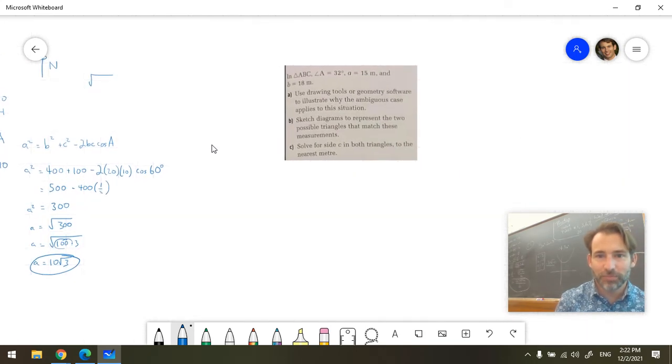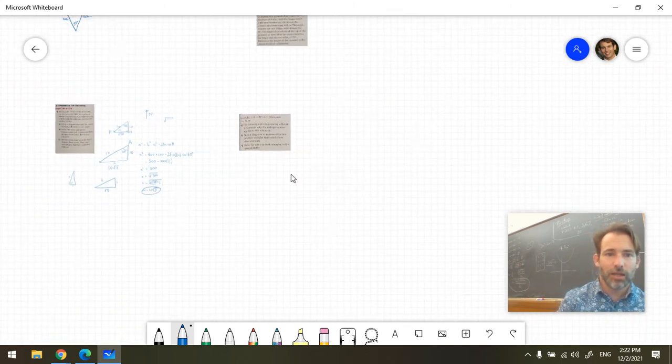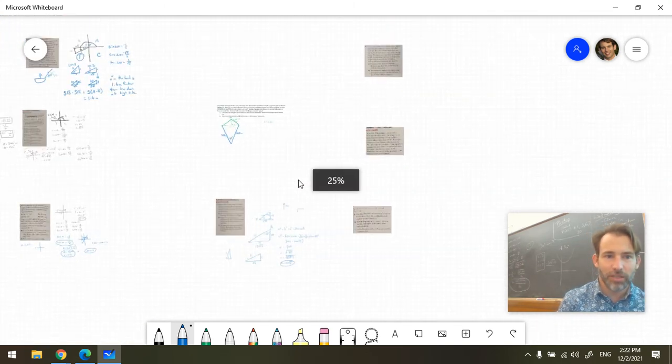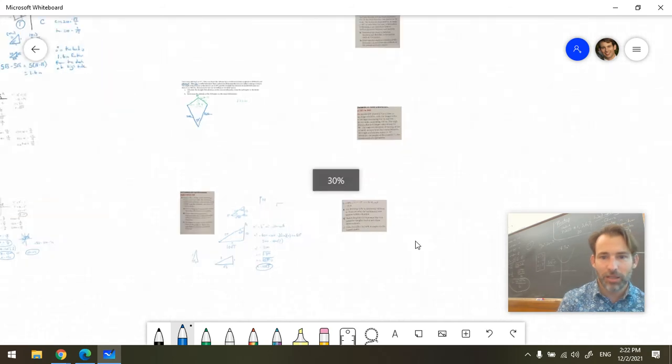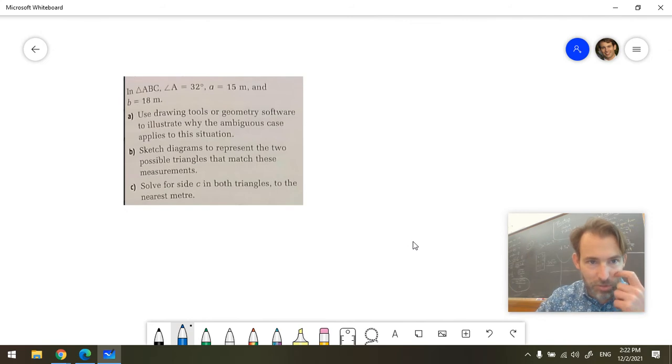Let's do this one. Is that what's next? Let me see. Let me zoom way out. Okay, so we're going to be talking about all of these things here. Yeah, so we're going to now talk about this one. That's right. So we have triangle ABC. Angle A is 32 degrees, A is 15, and B is 18. So I like to draw these this way. I like to draw them with B up here. So this is 18. A is over there, 15.